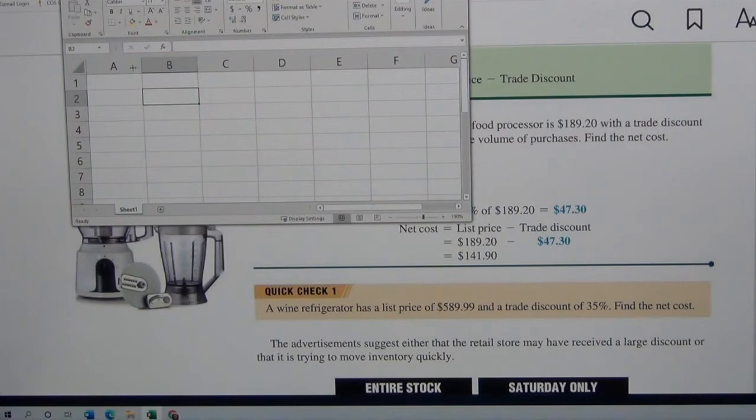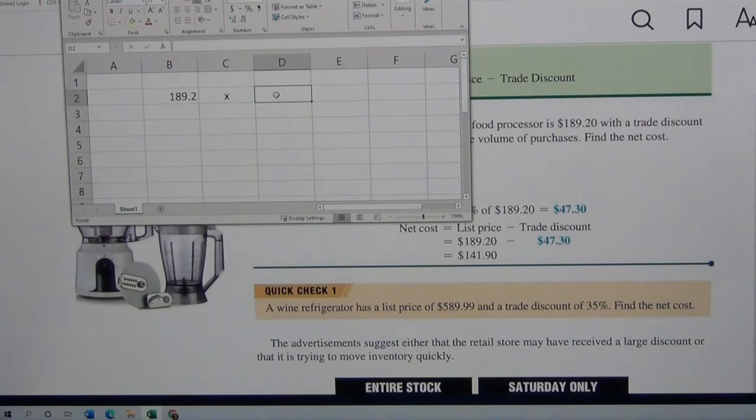189.20, and then I'm going to be multiplying it. I'll put this multiplication because when you say "of," remember, multiplication is implied by the word "of," and then the discount is going to be 25%. So we'll use our calculators. We'll take the 189.20 and multiply it by the 25%, and our calculation should be $47.30.